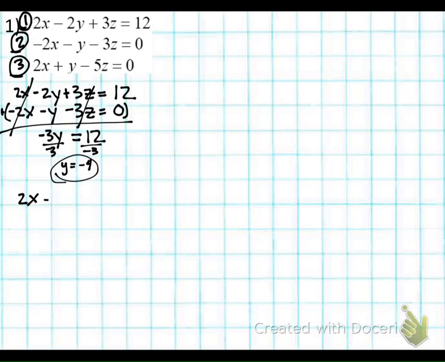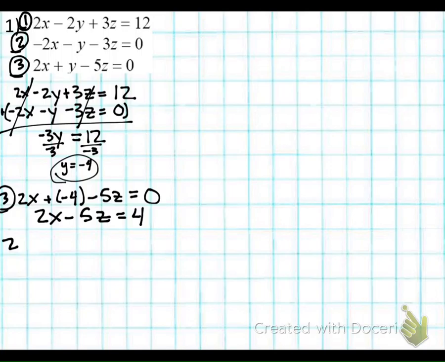So I'll plug this in. So plugging it into the third equation, I have 2x plus negative 4 for y minus 5z equals 0. Okay, and then simplifying that, I get 2x minus 5z, and then adding 4 to the other side, I get equals positive 4. Okay, so now I have one equation in two variables. I just need one more. So I'll take another one of my original equations.